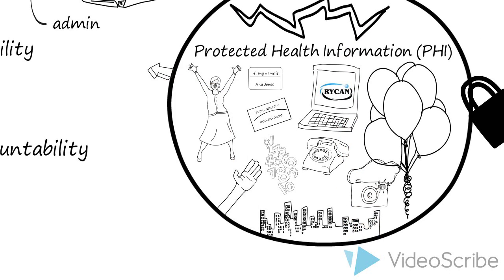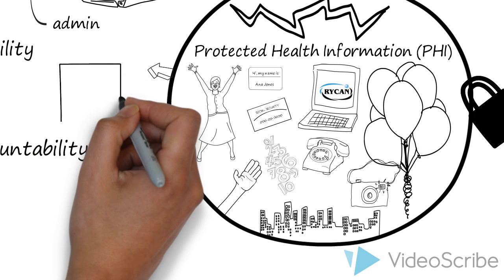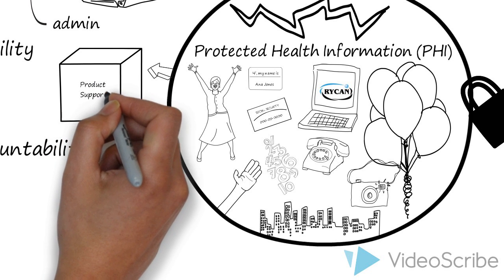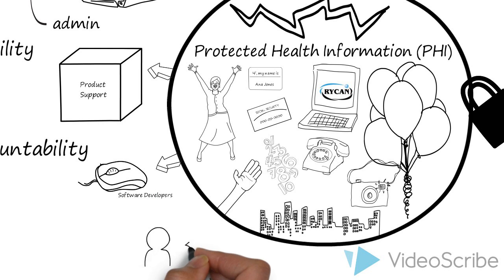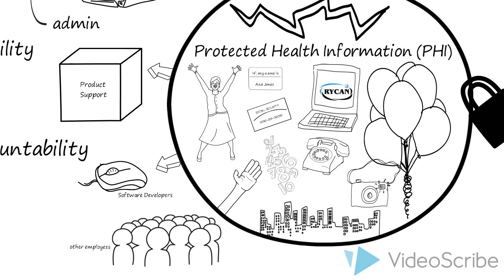Let's talk about who uses PHI. There are 3 categories of staff at RICAN. There's product support, software developers, and other employees. Although all RICAN staff are trained to properly handle PHI, only product support and software developers routinely access it.